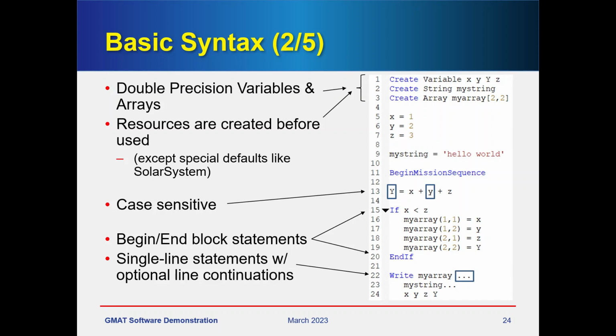You can see a capital and lowercase y in the statement in line 13. GMAT uses begin and end block statements. Shown here is the if statement, followed by the end if statement. Similar syntax is used for while, for, target, and a few others. The script has single line statements with optional line continuations. Shown here, we have the write command being continued with ... to the next 2 lines.